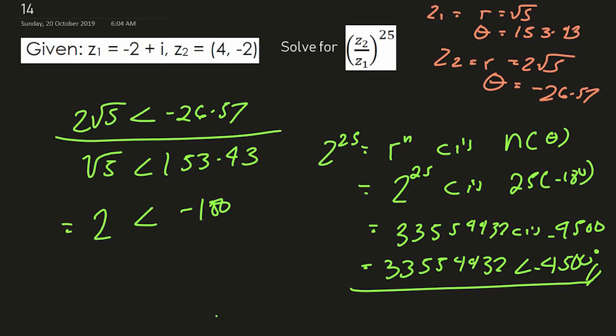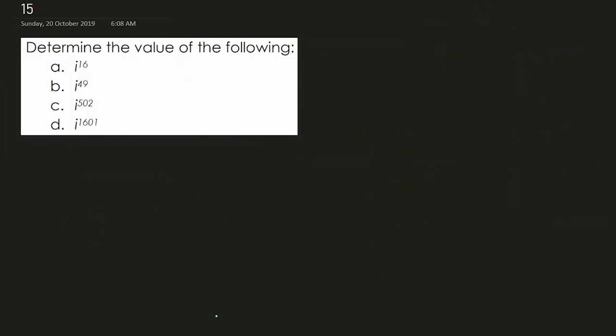Alright? Next is to solve for here. So, review na lang to na mabilisan lang to. Since i raised to 16, 16 divided by 4 is wala siyang remainder. Ibig sabihin, the value of our A is 1.